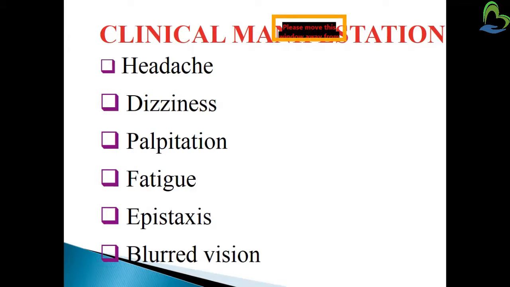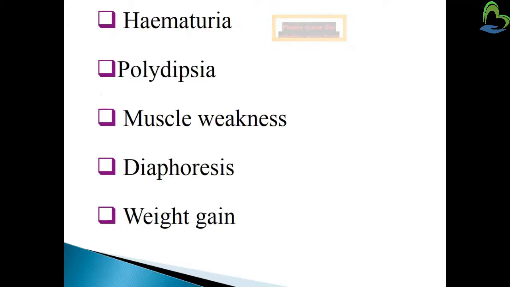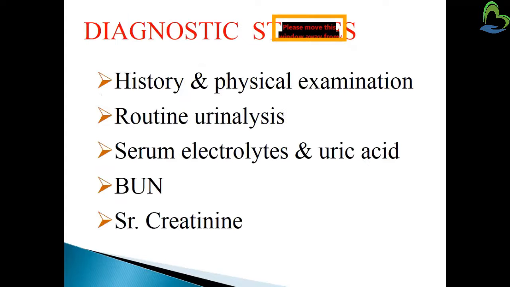Sometimes that excessive blood load will not be managed by the blood vessels, and sometimes it will lead to epistaxis, that is nasal bleeding, and blurred vision. Next is hematuria, that is blood coming out through the urine. Polydipsia, excessive thirst, will be there. Muscle weakness will be there. Diaphoresis, that means the patient is perspiring. Perspiration is coming out because exhaustion is there. Weight gain will be there because the extracellular fluid is getting collected, and due to that edema is there.